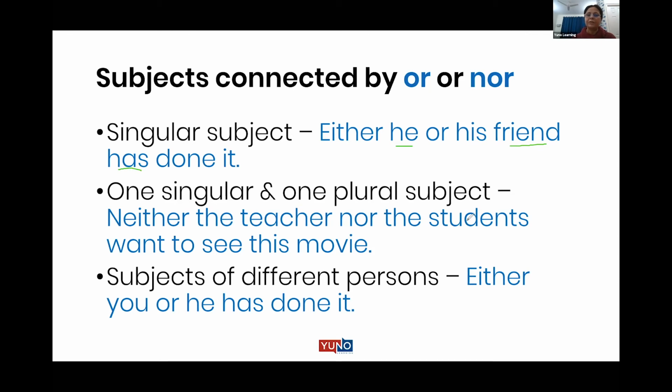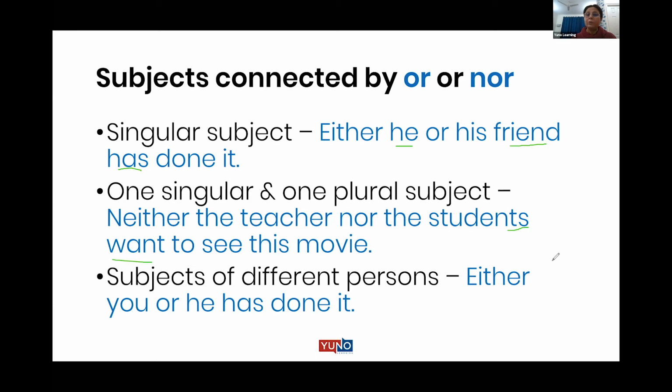So neither the teacher nor the students want to see this movie. So this goes with students. We should not frame the sentence like this: neither the students nor the teacher wants. No. If you have one singular subject and one plural subject, the plural subject should be placed next to the verb. And the verb always agrees with the subject close to it.